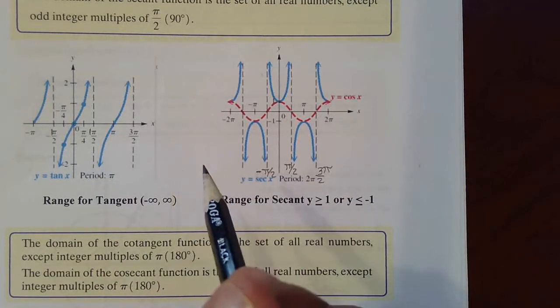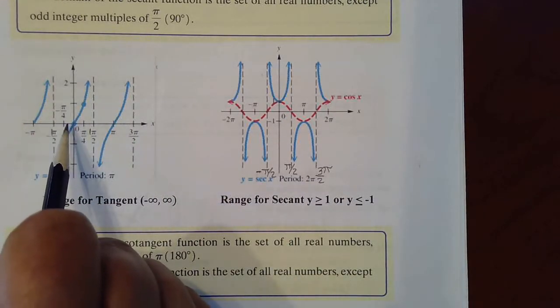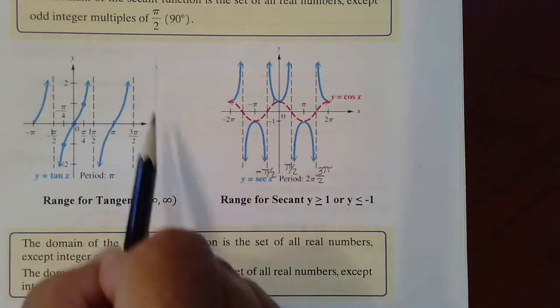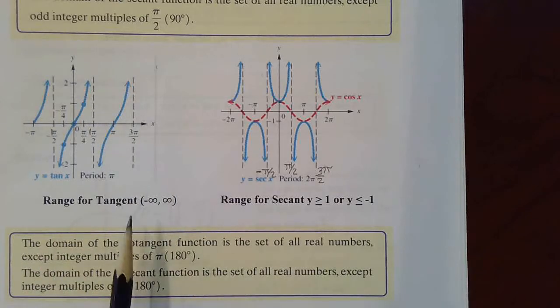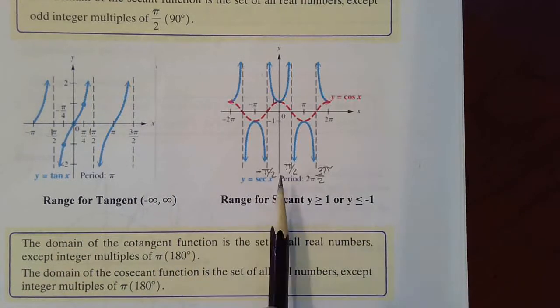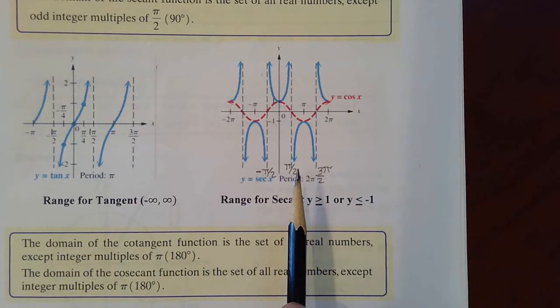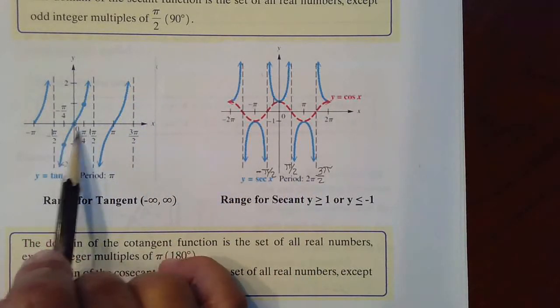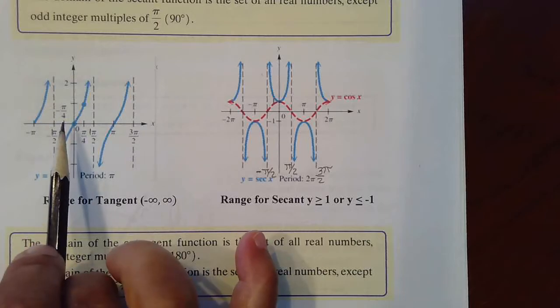Excuse me, the range is different though. The range on this one goes on and on to positive infinity and on to negative infinity. So the range here is said to be from negative infinity to positive infinity. However, the range does not go all the way right through the origin to include all these values right here.